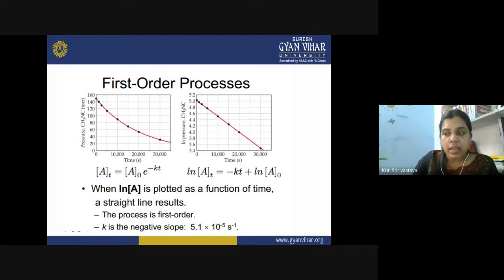In this manner, we are finding out the order of the reaction by experimental method. It is not the balanced chemical equation of a particular reaction that is going to give us the order of the reaction. Rather, you have to perform the experiment, find out the concentration, then plot the graph as per the rate laws, and then find out the order of the process.